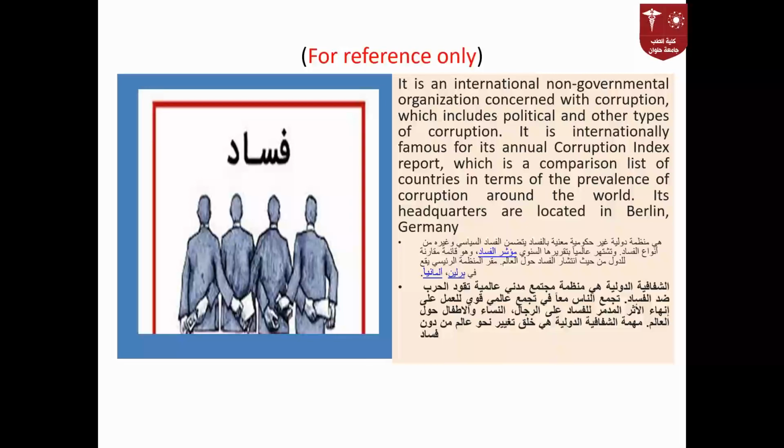Transparency International is an international non-governmental organization concerned with corruption, which includes political and other types of corruption. It is internationally famous for its annual corruption index report, which is a comparison list of countries in terms of the prevalence of corruption around the world. Its headquarters are located in Berlin, in Germany. This organization is for reference only.